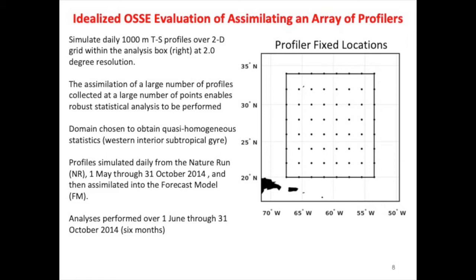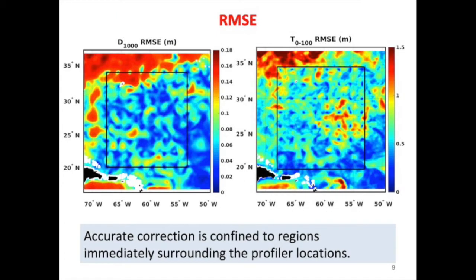And I'll be showing analyses that were performed over a 5-month interval, 1 June through 31 October. It's actually 5 months, not 6. Next slide. What we have over that 5-month interval, if you calculate the RMS error in 2 fields, this is dynamic height on the left and the average temperature in the upper 100 meters of the ocean, you see the RMS error pattern shows very clearly how the large corrections tend to be confined close to the locations of stationary profilers. You see a dotted pattern here very clearly in both fields.